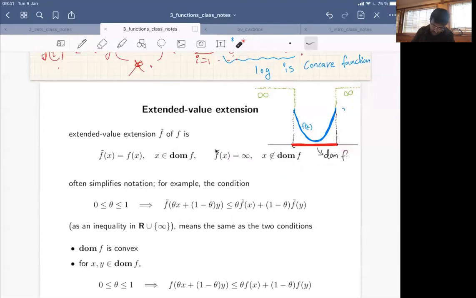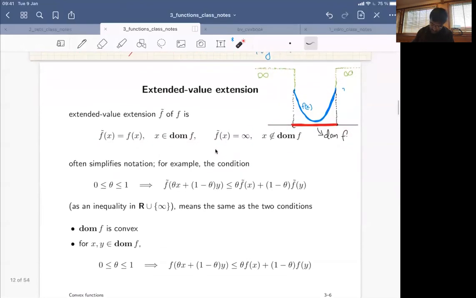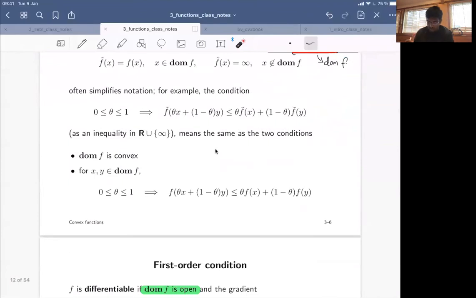So anyway, what I'm saying is that you can extend the function to an undefined domain. Say my f tilde is the new, extended function, that is f of x when x belongs to the domain of f, and infinity when x does not belong to the domain of f. In this portion, it takes infinite values. So this has a one-to-one relation: if one is convex, then the other is also convex. So sometimes we use this concept.